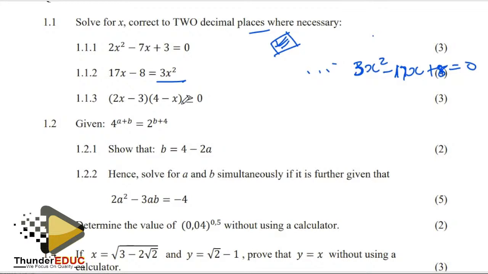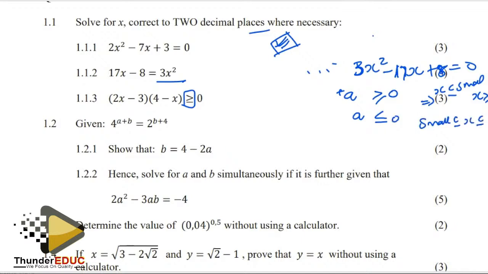And then with the inequalities, you need to pay attention to the a value. Whereby if a is positive and the symbol of the inequality is greater than or equal to, then your solutions must be x is less than or equal to the smaller value, or x is greater than or equal to the bigger value. And if a is positive and the inequality is less than or equal to, then the smaller value is less than or equal to x, less than or equal to the bigger value. So just pay attention to the sign and the direction.